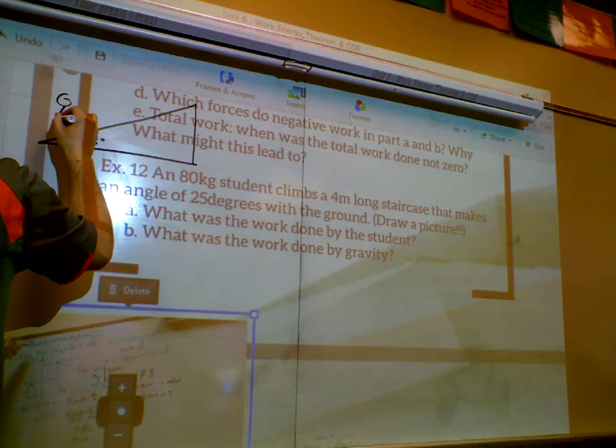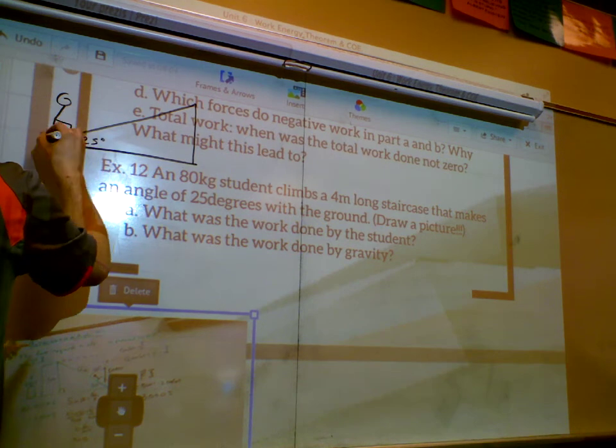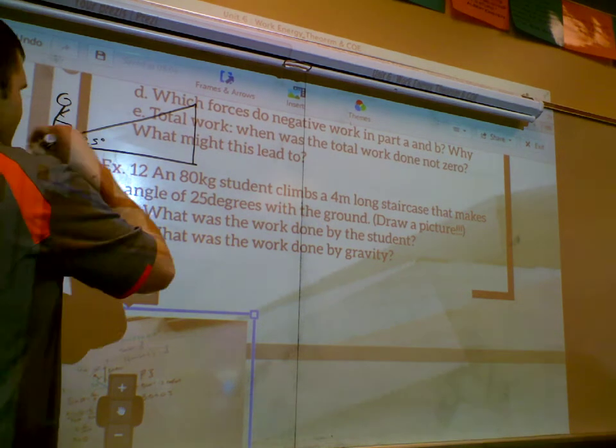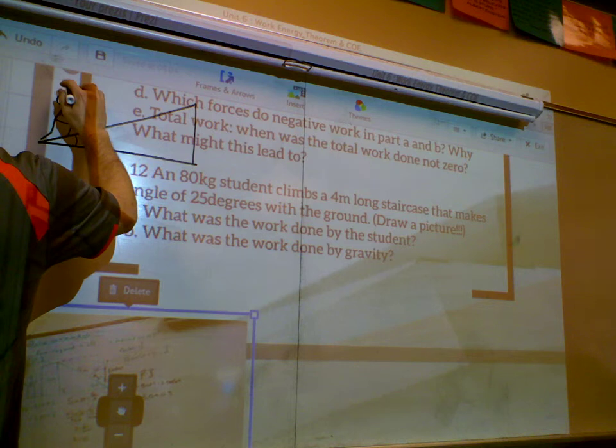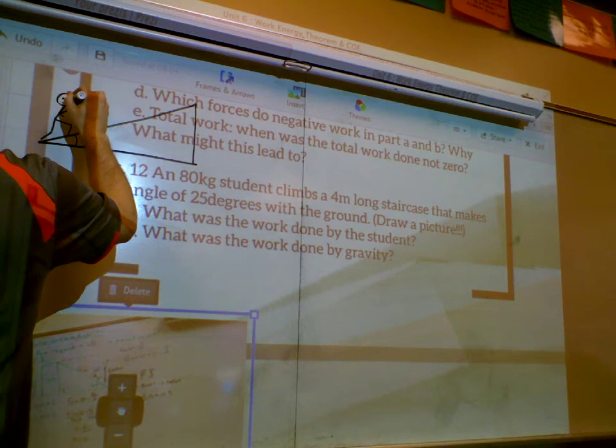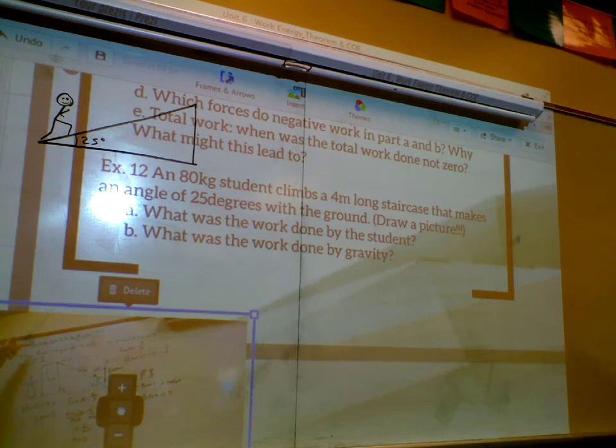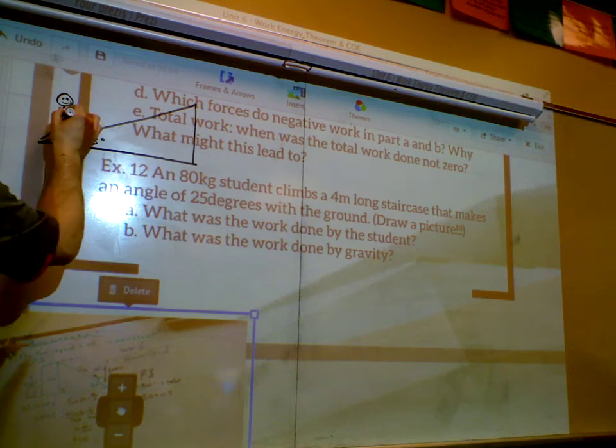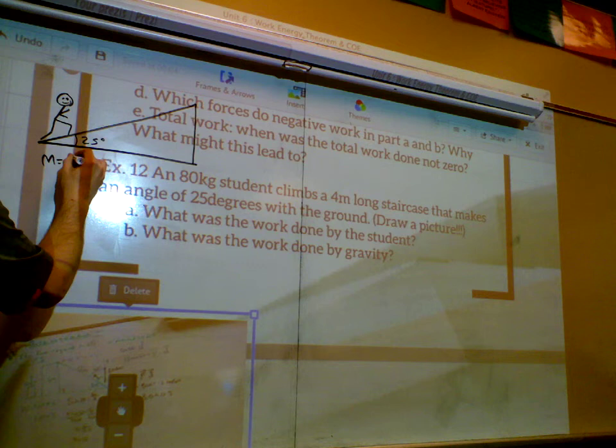Student walking up the staircase. It's Friday. Okay. Student happily walking up the staircase. What's the student's mass? 80. T-Rex arm student. 80 kg.